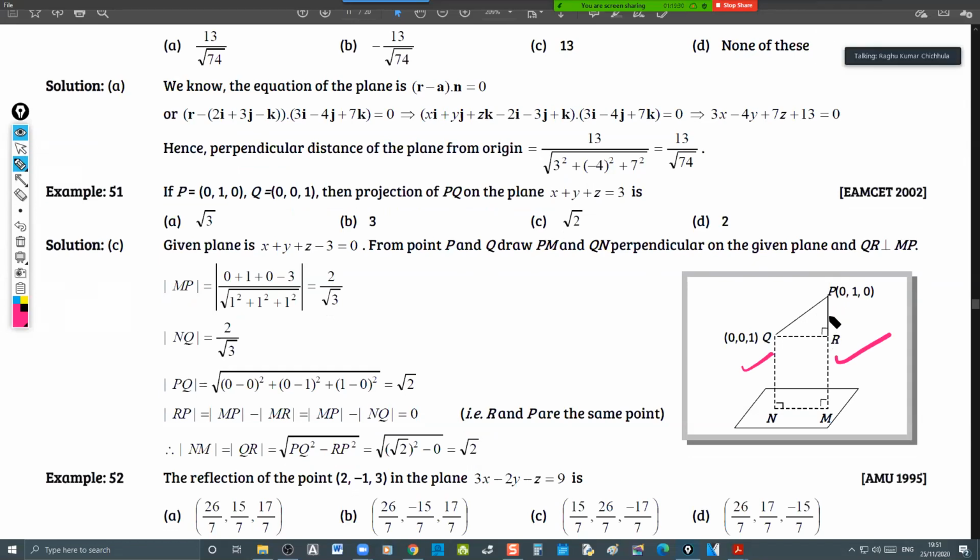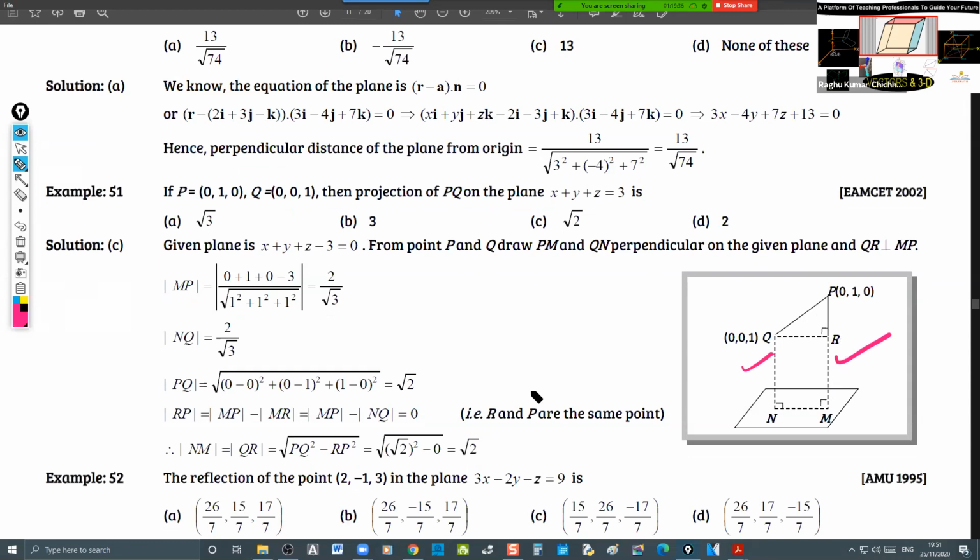If you subtract the total distance from Rm, then what he got is 0. 0 means P and R are coinciding. That is why it is equal.